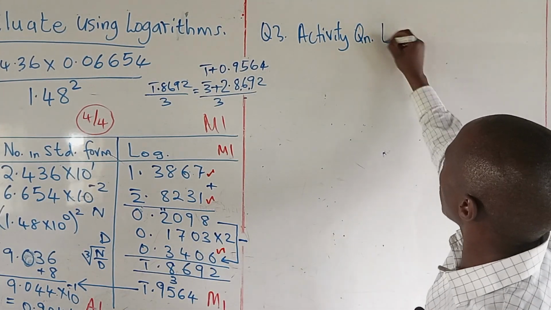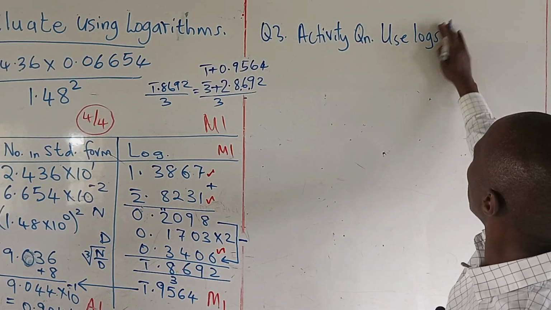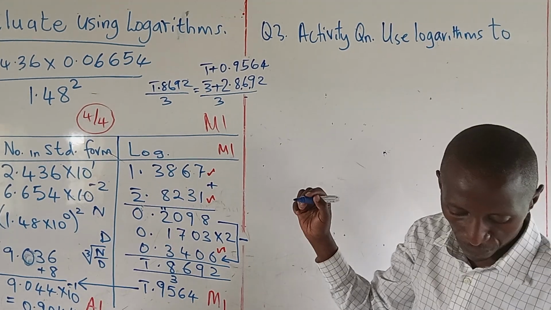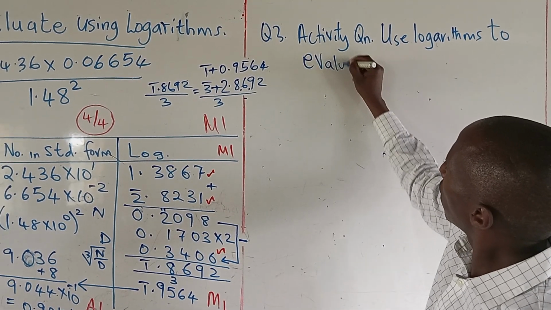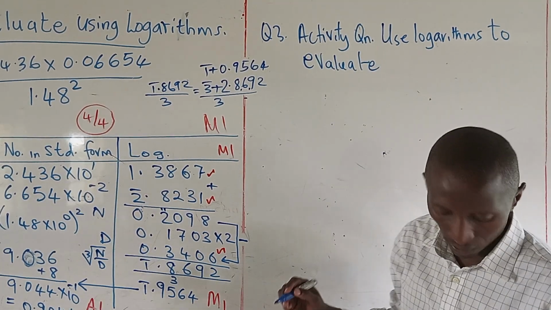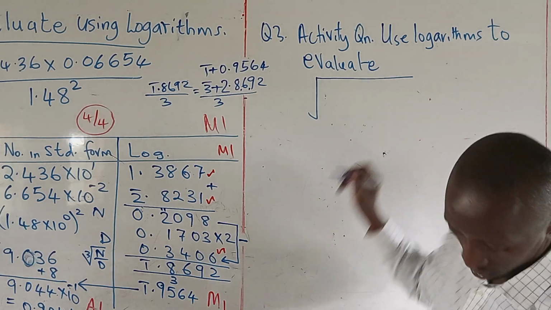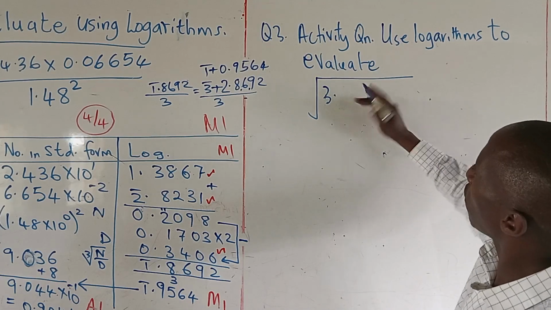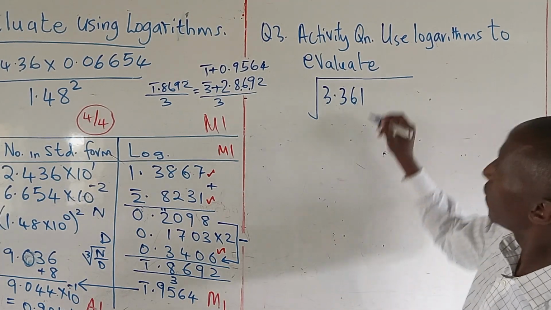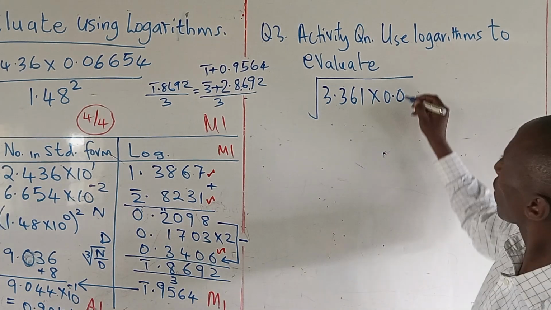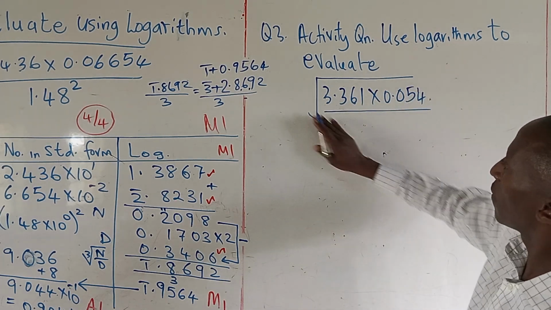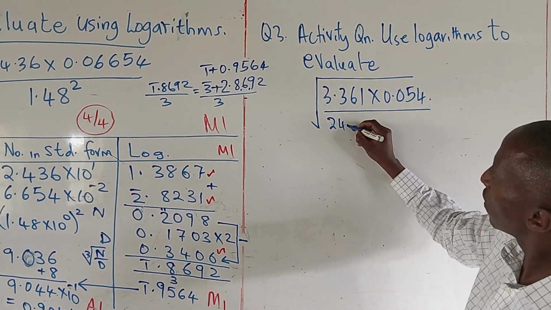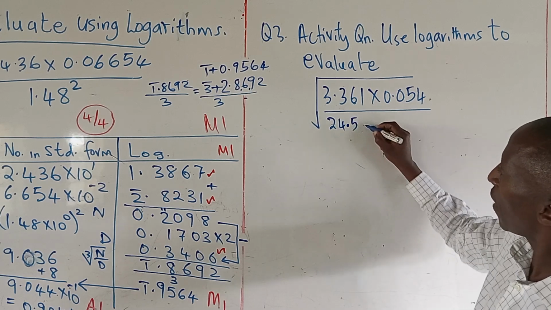The question says use logarithms to evaluate the square root of 3.361 times 0.054 all over, this square root is encompassing the 2, all over 24.5 minus 12.1.